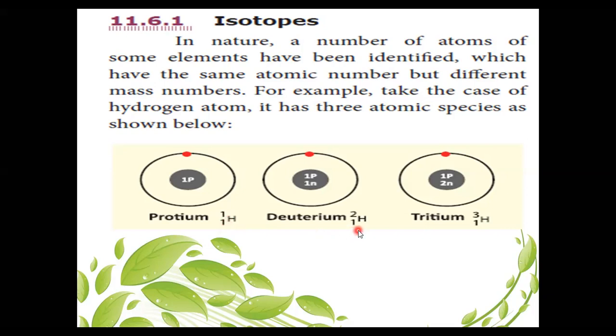Next one: atomic number is 1, mass number is 2. Same hydrogen atom, but the mass number is different. That is called deuterium. Next one is tritium. Atomic number is 1, mass number is 3. Same hydrogen atom but different mass number.